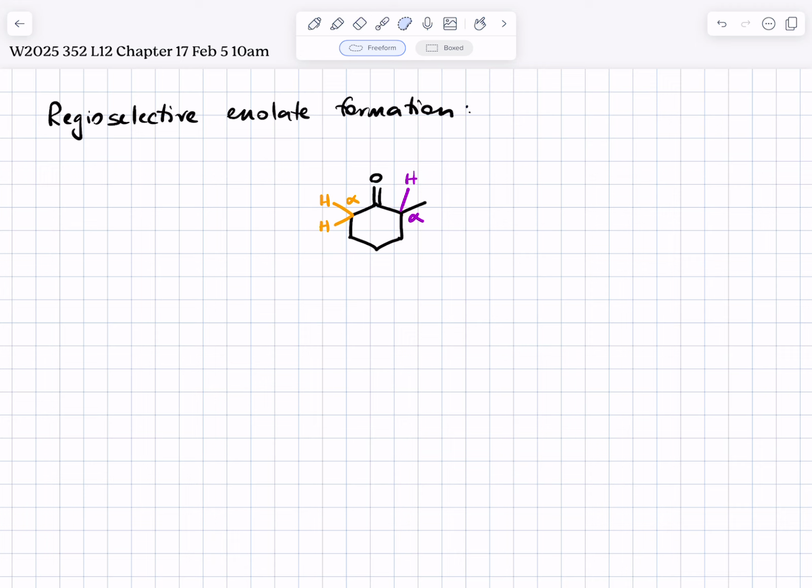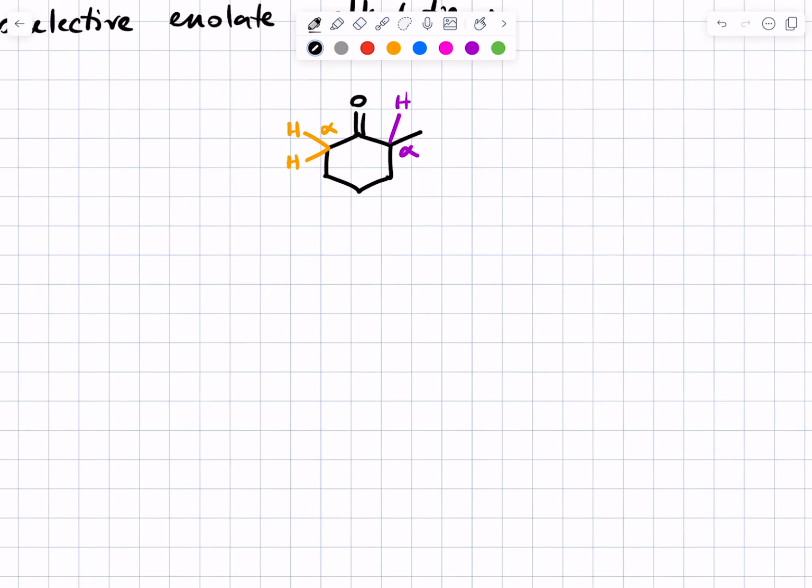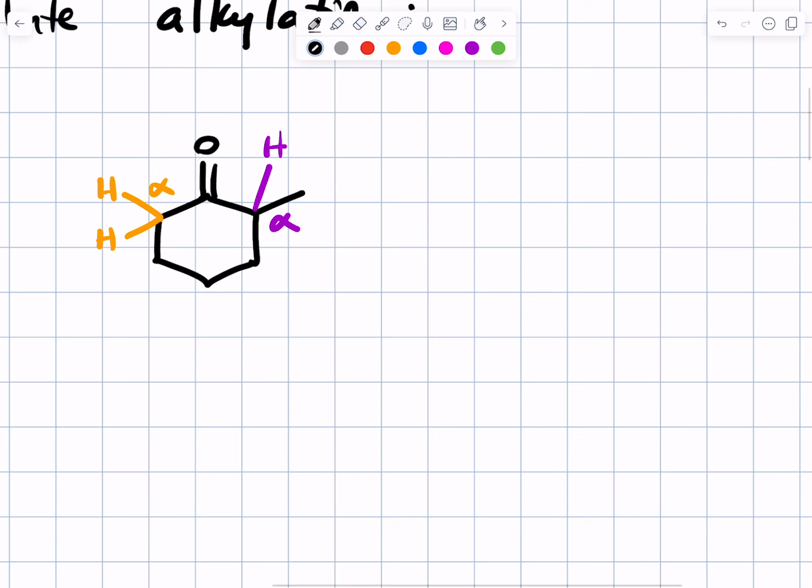Last time we talked about regioselective enolate formation, where depending on the base you use, whether you're doing the reaction under reversible or irreversible conditions, you can make a different enolate. For example, when you use a base that is much weaker, then you would need to completely remove a proton.